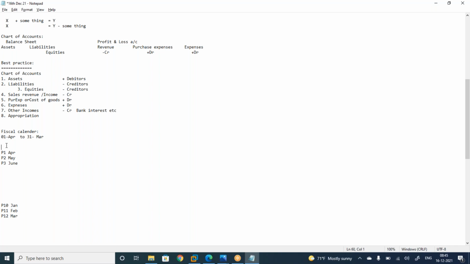Okay, and along with this, one more period will be there: period 0 and period 13. One is for opening. This is for opening, and this is for closing. Total 14 periods will be created. In SAP, it is 16 periods. In Dynamics F&O, 14 periods. The financial calendar is created with 14 periods.